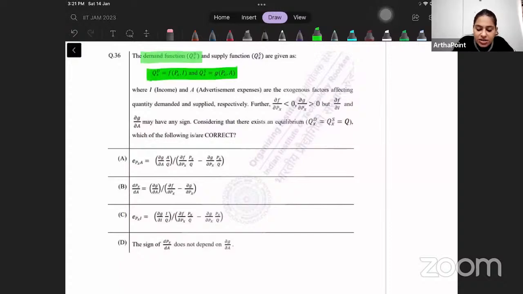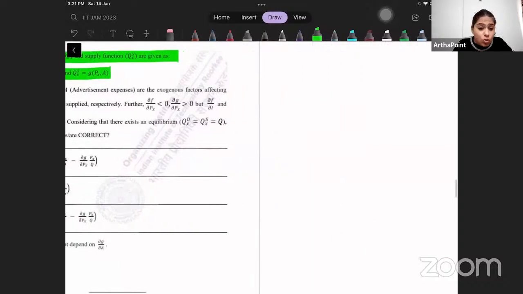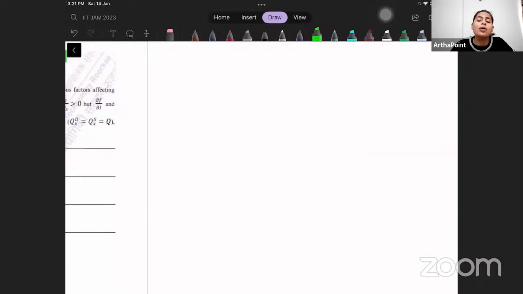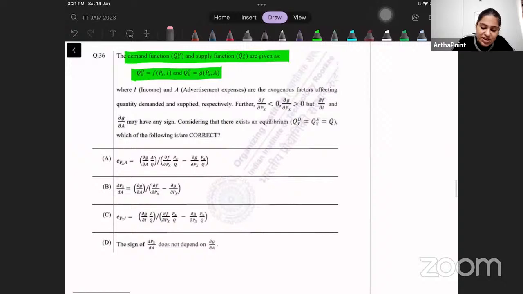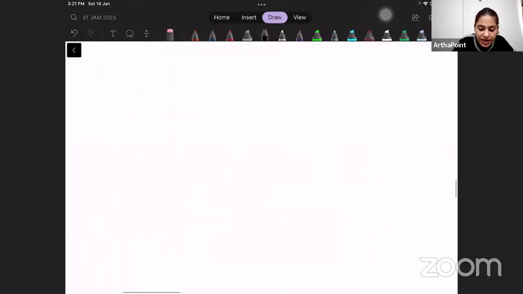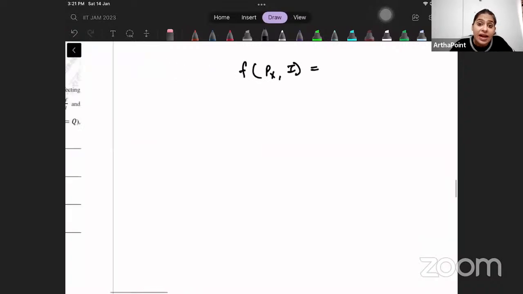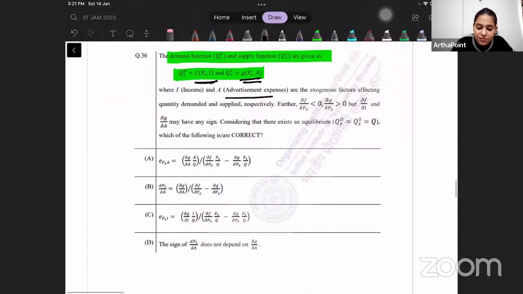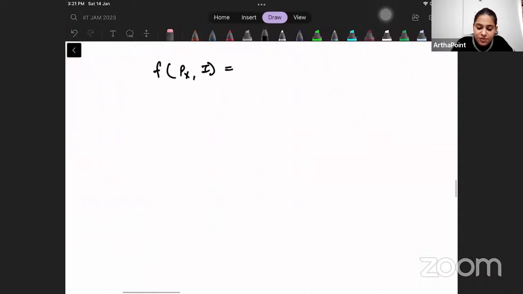So it says that the demand and supply function are given to you. And we know that whenever we talk about equilibrium, demand and supply must be equal. So I'm going to equate demand, which is a function. It says that demand is a function of Px and I, price and income. So I'm going to equate the demand equation to the supply equation. And supply is a function of Px and advertisement expenditure. So G of Px and A.